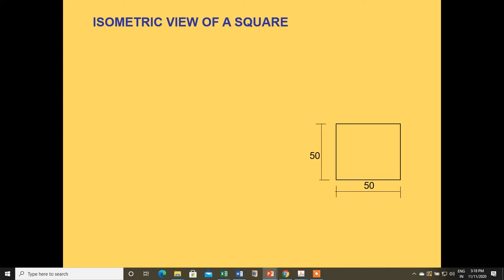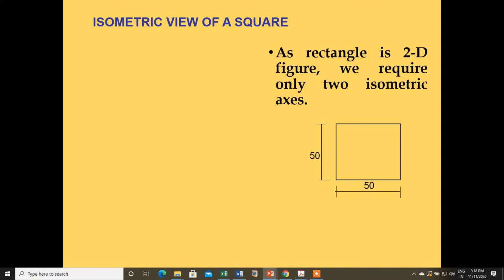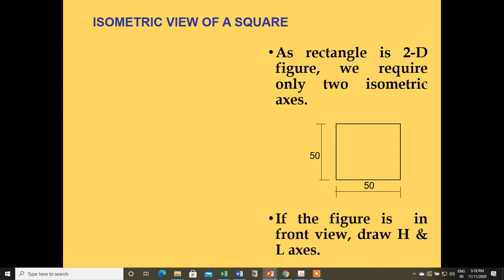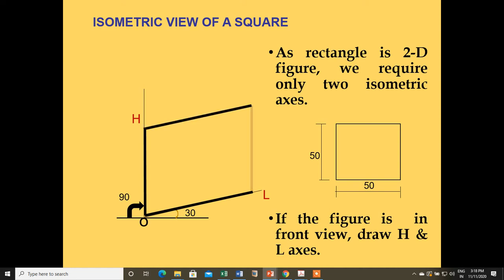Let us see how to draw a square. Say we are given a square of side 50 mm. As it is a 2D figure, again we require two isometric axes. If it is in front view, we require the length and height axes. Mark the origin, then at 30 degrees draw the length axis, at 90 degrees draw the height axis, then along the length axis measure 50 mm, and as it is a square, along the height axis also measure 50 mm. The figure is completed by drawing lines parallel to the length axis line and height axis line. This completes the required isometric view for the given square. Remember, the isometric view of a square is a rhombus.